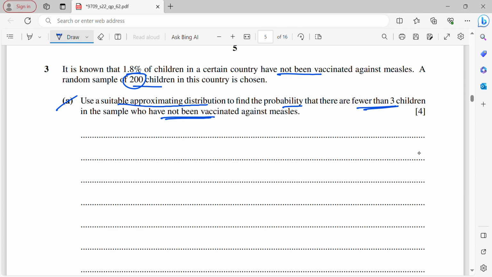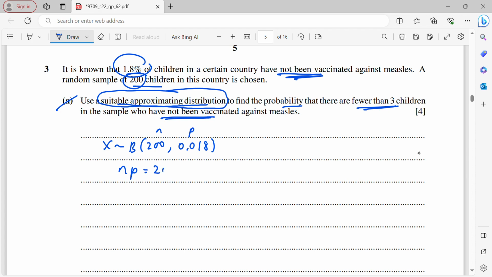So from here, our n is 200, so X is binomial with n 200. Not vaccinated is 1.8%, which is basically 0.018. So this is our n, this is our p. Since n is large and the hint says use a suitable approximating distribution, now I have to calculate NP. My NP is 200 times 0.018, which gives 3.6. So when n is greater than 50 and NP is less than 5, we use Poisson approximation.